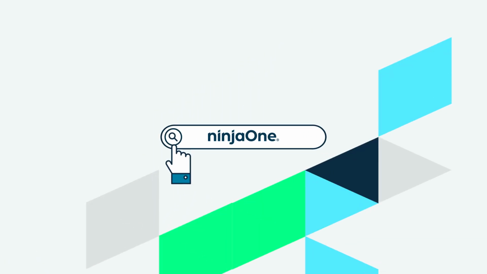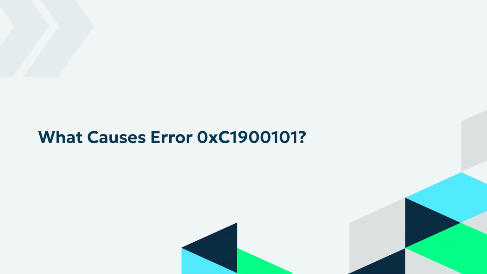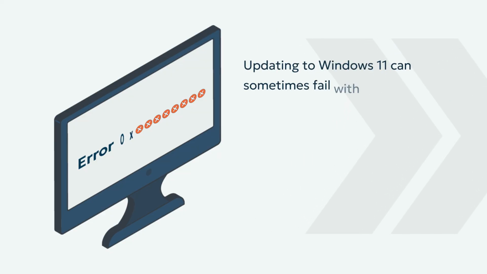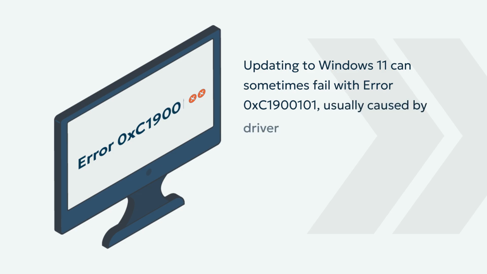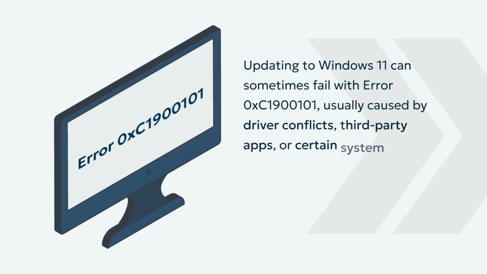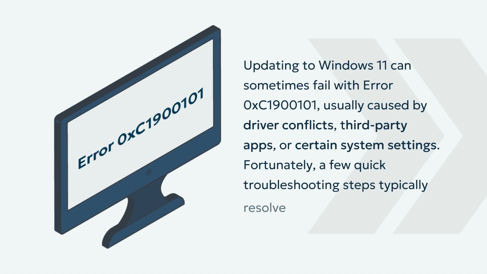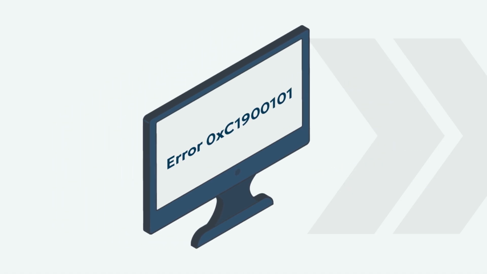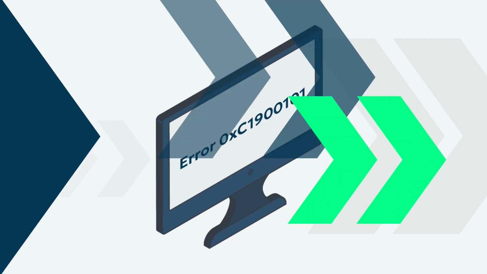What causes error 0xC1900101? For some users, updating their PC to Windows 11 doesn't go smoothly due to error 0xC1900101. Several factors, such as conflicting drivers, third-party applications, or system configurations, can cause this error. In any case, this can be fixed easily with a few troubleshooting methods. But before we teach you these, you need to meet some prerequisites.